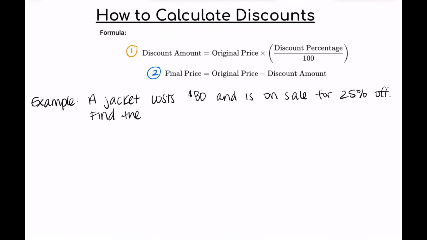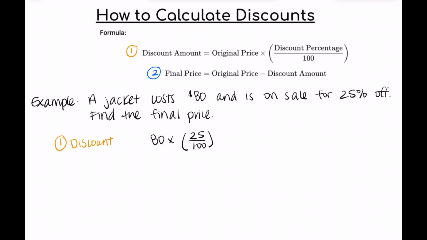What we will do is we will go through those two steps. First, we will find the discount amount. Our original price here is $80. So we will do 80 times, the discount percentage is 25%. So we would do 80 times 25 over 100. When we do that, we know 25 over 100 is the same as 0.25. So it's the same as 80 times 0.25.